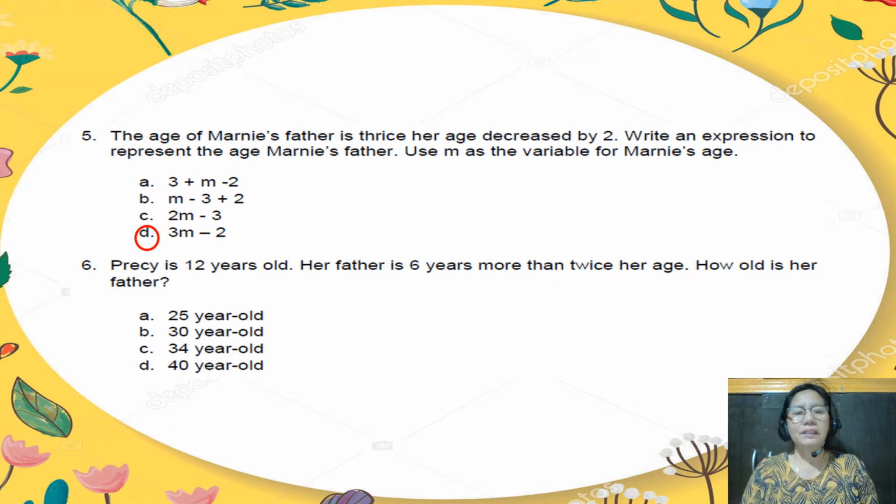Tracy is 12 years old. Her father is 6 years more than twice her age. How old is her father? Since twice her age, so twice 12, that is 24. Then 6 years more, 24 plus 6, so it is 30.